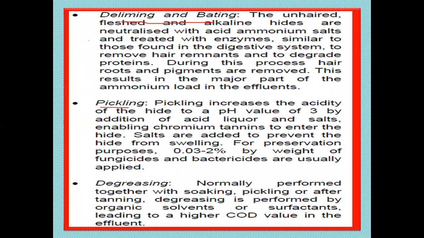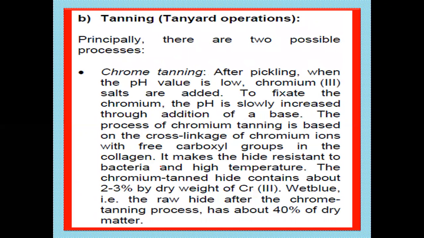Pickling means adding acidity to the hide, lowering the pH value, right? Salts are added to prevent the hide from swelling. So the hide should not swell, and for that we apply salts on it, right? Next, also to eliminate the bacteria forming on the hide. Next, degreasing, normally performed together with soaking, pickling or after tanning. Degreasing is performed by organic solvents or surfactants, leading to a higher COD value in the effluent. So these are the processes happening in part A.